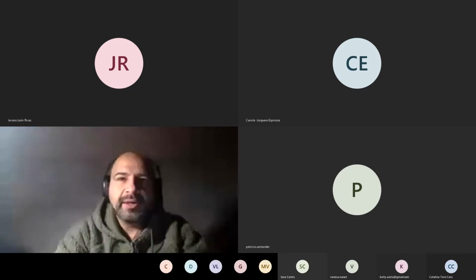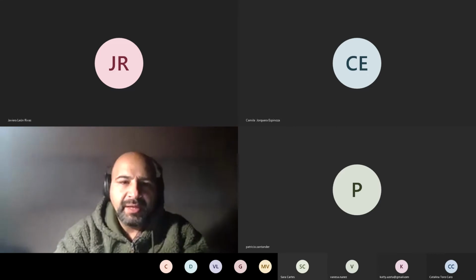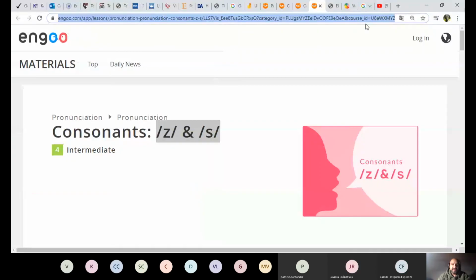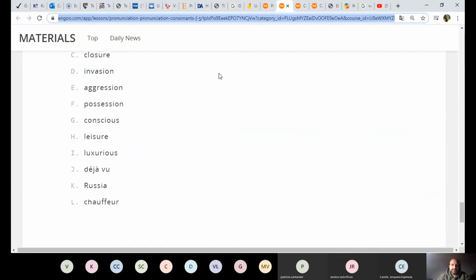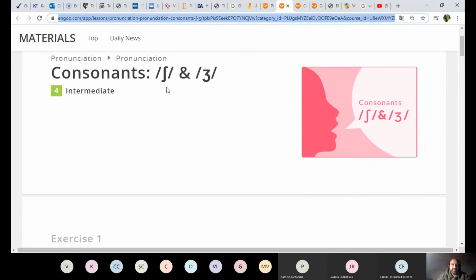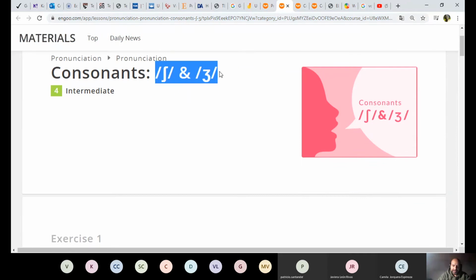And the idea would be that you focus on these specific consonant sounds because they are not part of the Spanish repertoire, basically. And therefore, we need to focus on them and practice as much as possible. The first website, they're all the same website, but the first two sounds are sh and j. If you remember this website, we have already worked on it before.